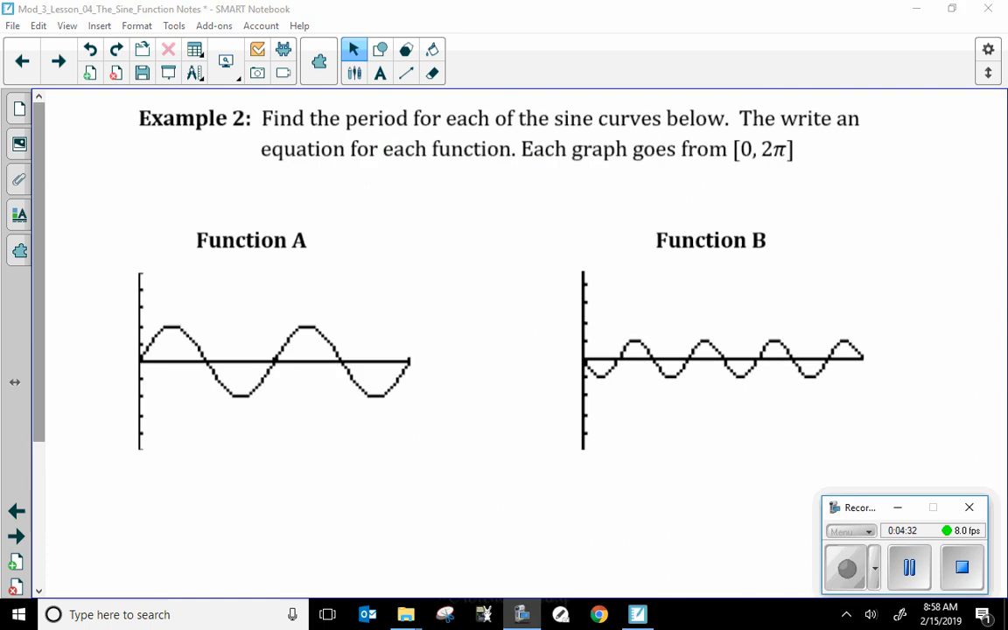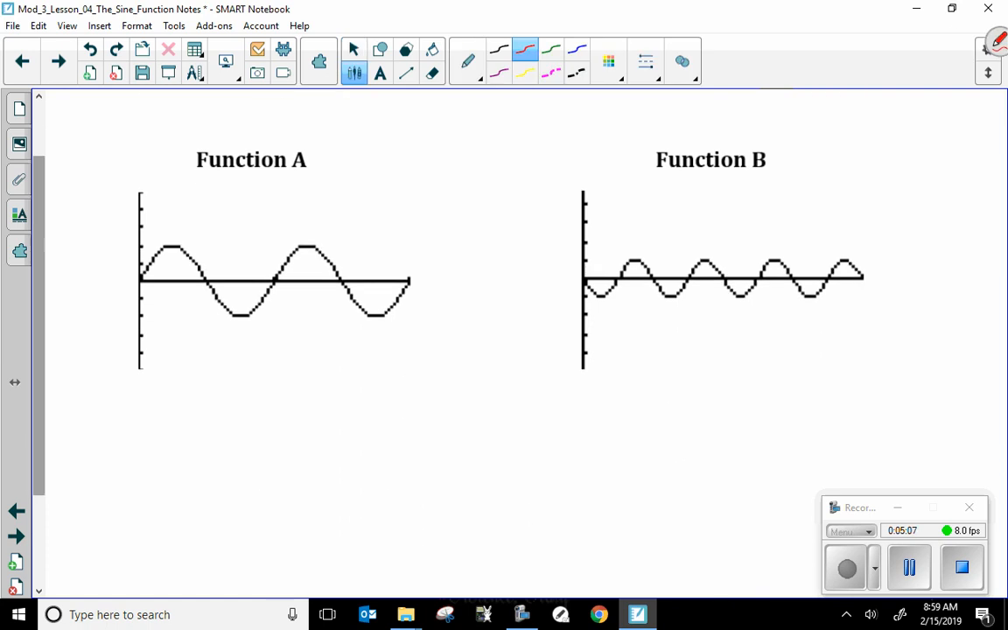All right, example 2. Let's do this last example for these two, function A and function B, and we are out of here. So, find the period for each of the sine curves below, and then write an equation for each function. Each graph goes from 0 to 2 pi. That's important. So this starts at 0, and it goes all the way to 2 pi.